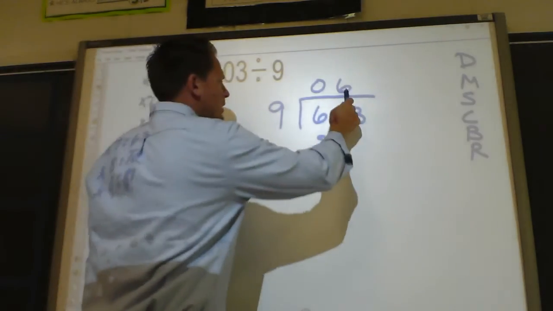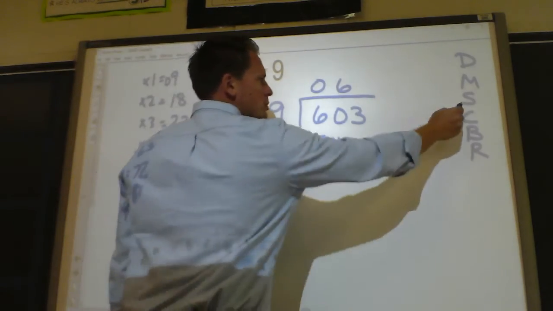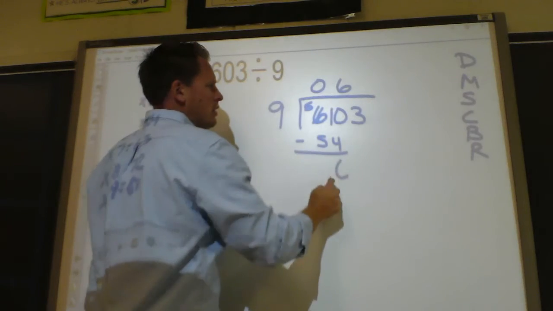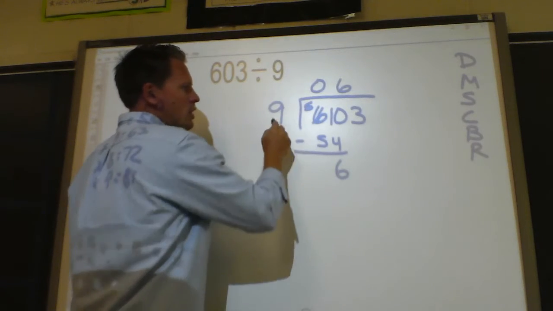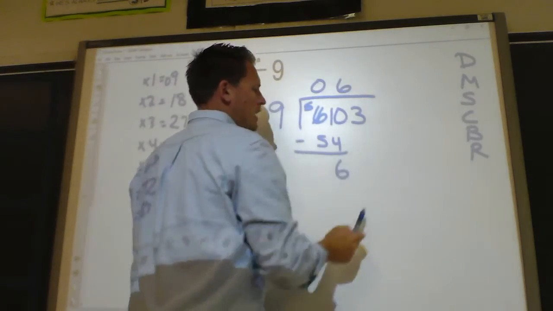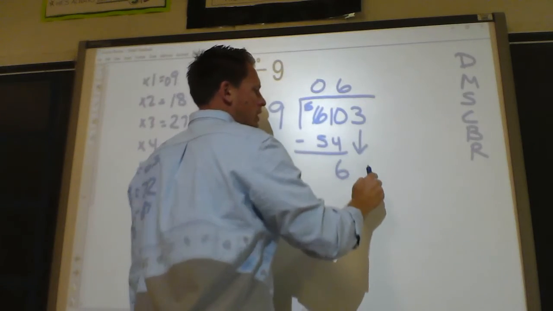All right, so we just multiplied: 6 times 9 is 54. We're going to subtract. 5 minus 5 is 0. So now 60 minus 54 is 6. After we subtract, we check. Is 6 smaller than 9? It is. Then I can bring down the 3.